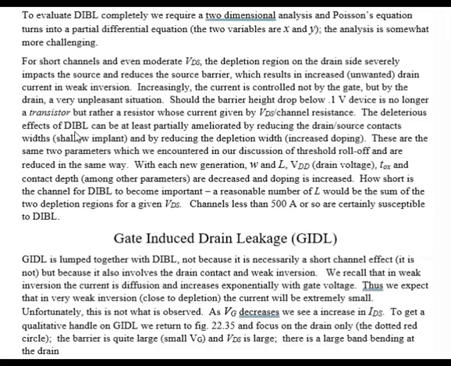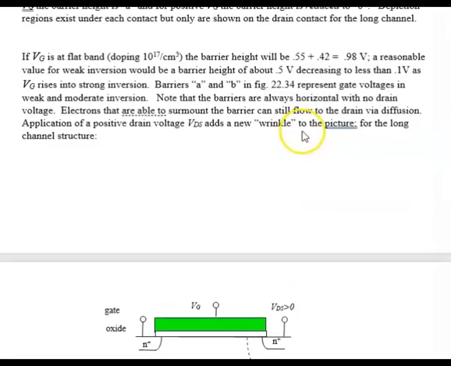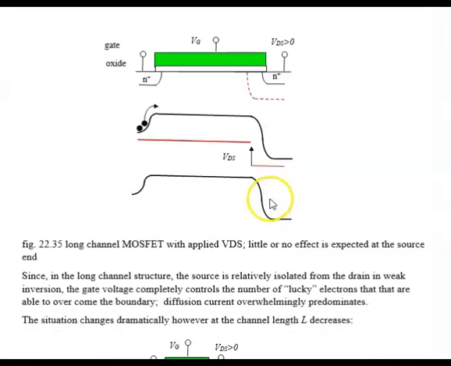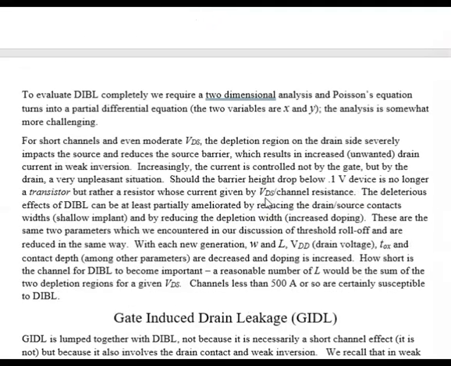And how do we ameliorate it? How do we make it less? One thing we can do is reduce this depth. Remember, for the threshold voltage roll-off, this was what we call X sub J. And the other thing is increase the doping. Increasing the doping reduces the depletion region at the drain contact. Exactly the same thing that we saw for the threshold roll-off.